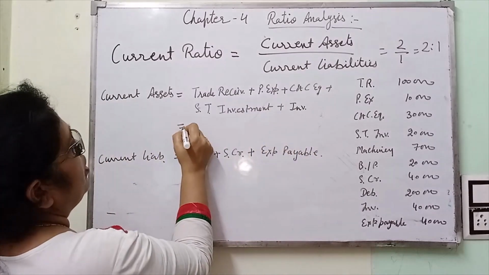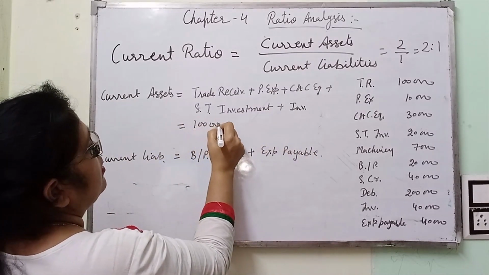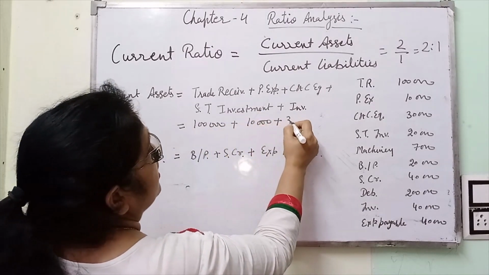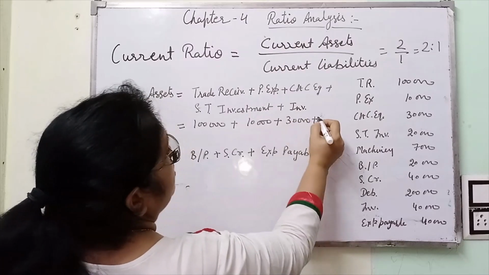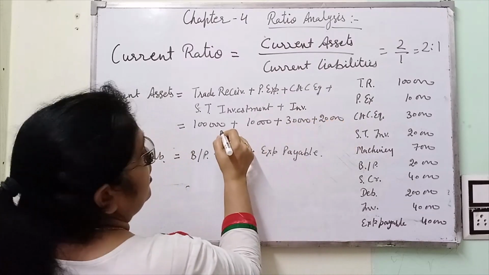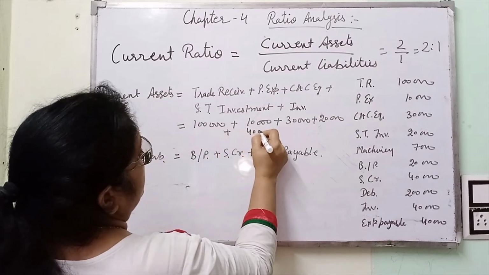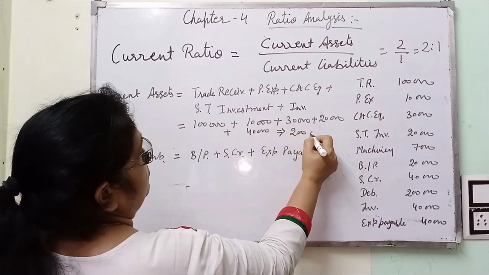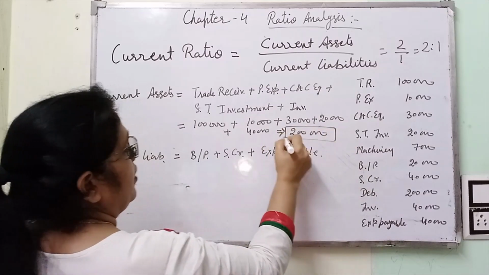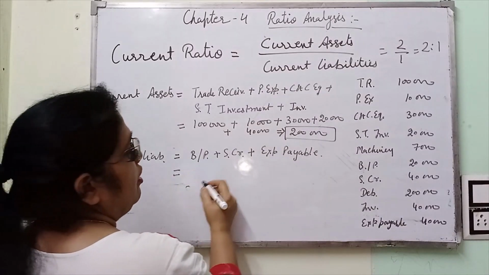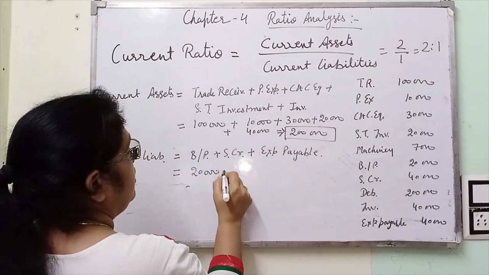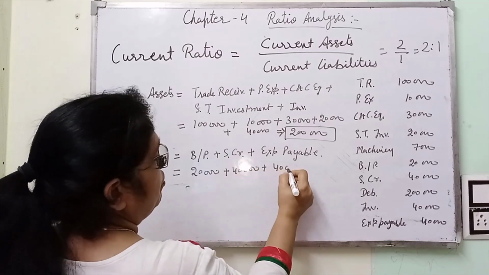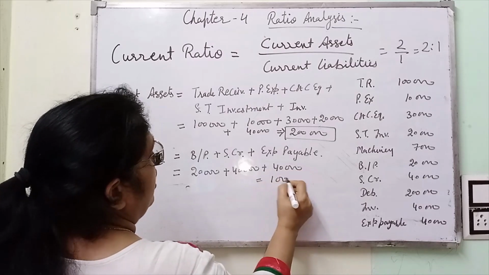Now we have to calculate the amount. Trade receivables are 1 lakh, prepaid expenses are 10,000, cash and cash equivalent 30,000, short term investment 20,000, and then investments are 40,000. The total will be 2 lakh. In case of current liabilities, the value of bills payable is 20,000, sundry creditors are 40,000, and expenses payable is 40,000, and the total is 1 lakh.